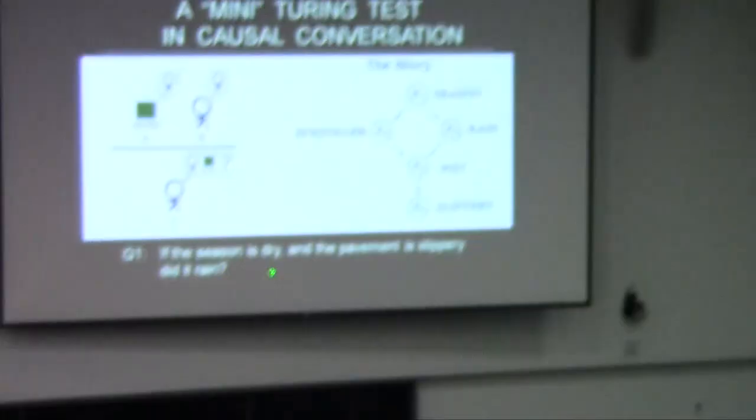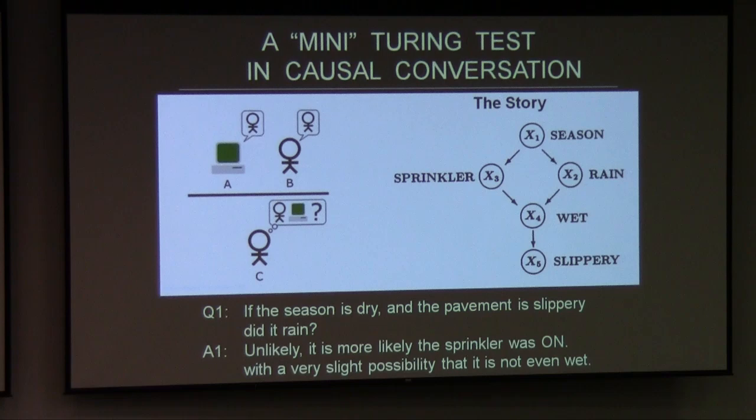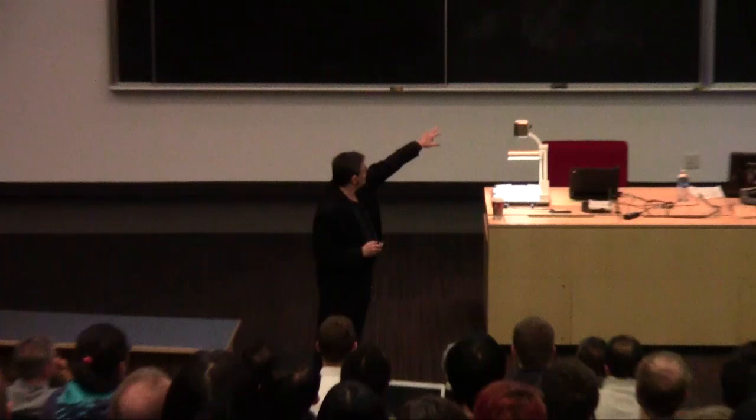So here's the first question. If the season is dry, if the pavement is slippery, did it rain? We expect an answer like that. Unlikely. It is more likely the sprinkler was on, with a very slight possibility that it's not even wet. Perhaps, you know, there was some plastic on the pavement. And, okay, every child can answer that. And the machines today can answer that. When you see the Q and A, be assured that machines today can answer this kind of question. Okay?